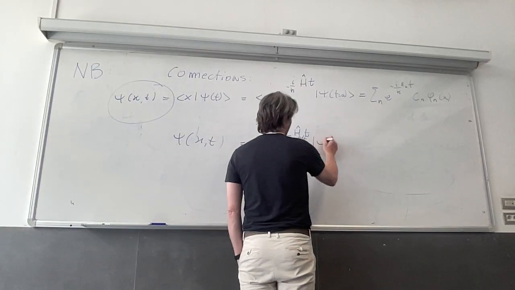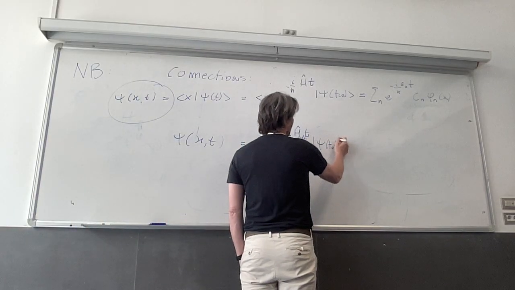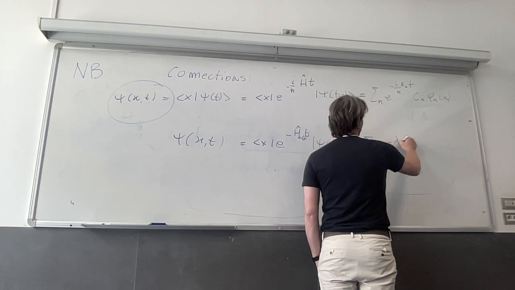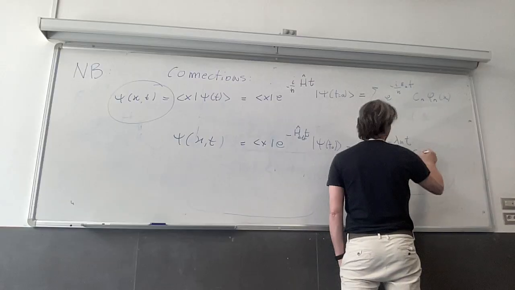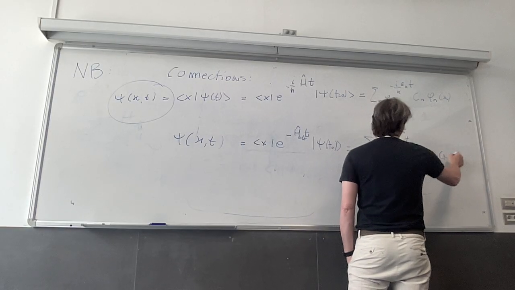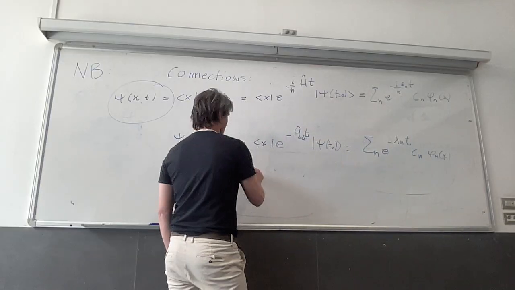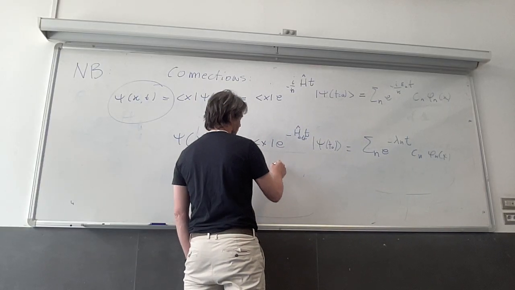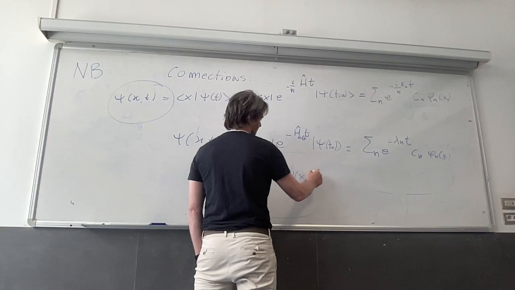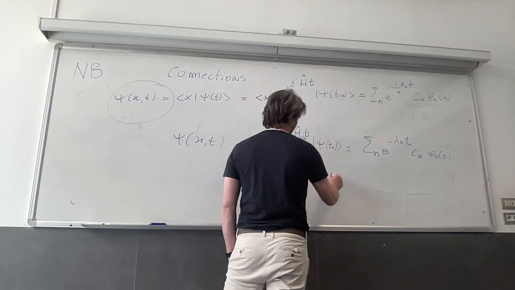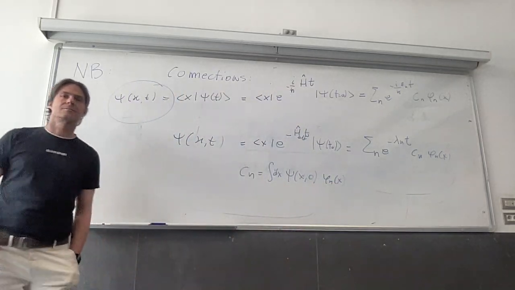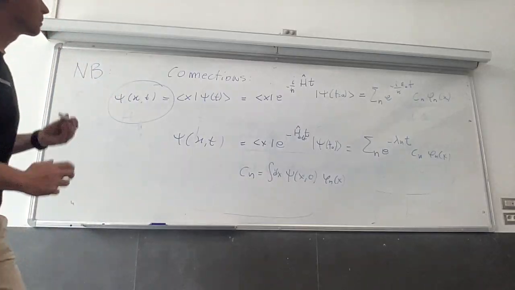And then my state at time 0. In other words, I can say this is the sum over n e to the negative lambda n t c of n phi of n, where now c of n is the overlap of the initial pseudo wave function with the nth state of the effective Hamiltonian.